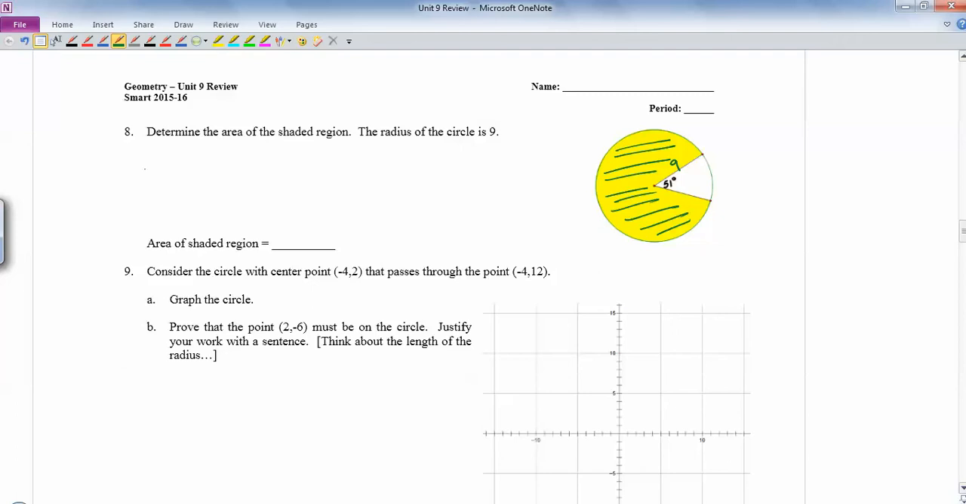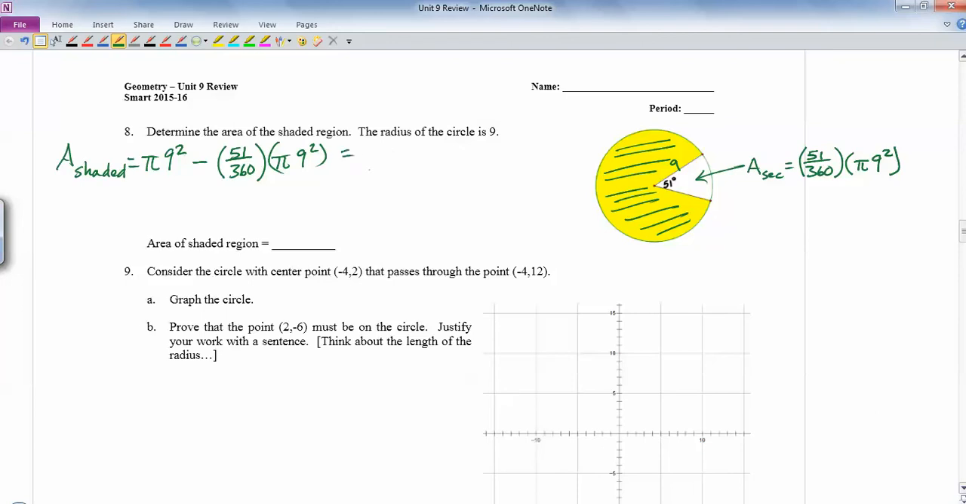So one of the ways you could do it is by finding the area of the whole circle and then subtracting that region. So that would be pi 9 squared minus this area. The area of the sector right there is going to be the percentage of the circle, 51 over 360, times the area of the circle, pi 9 squared. So then we would subtract out that part, 51 over 360 times pi 9 squared. So this is the area of the shaded region. And then you could figure out what that is.